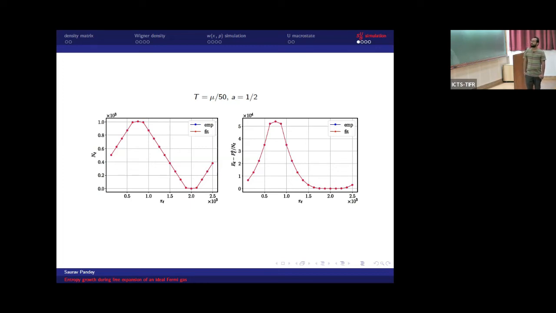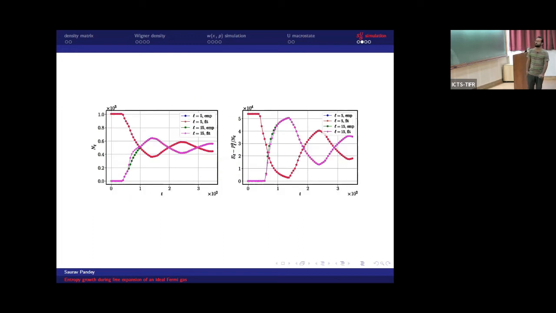Okay, so as you can see, for this instant of time, the effective energy and the number of particles can be fitted very well with this form. Here what I show is the number of particles again.